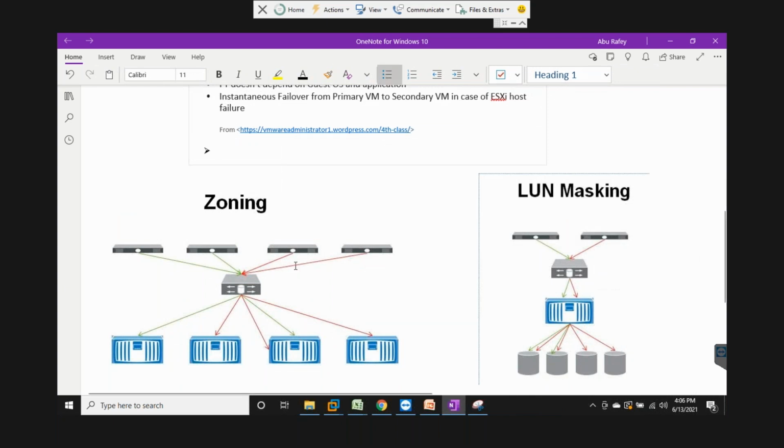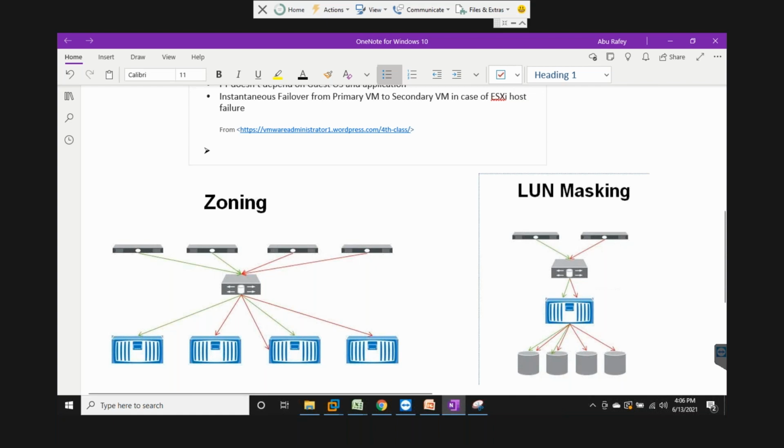So there are two connections. One is with red color, another is with green color. In this picture as well, one is red, one is green. Okay. So what is happening in zoning?